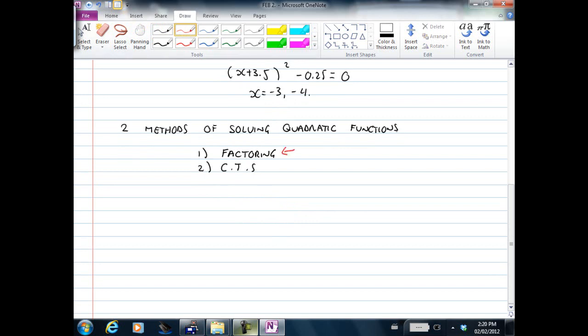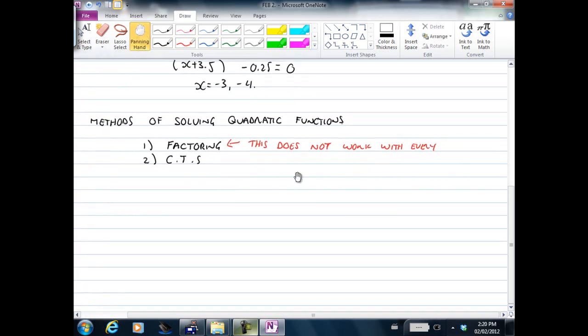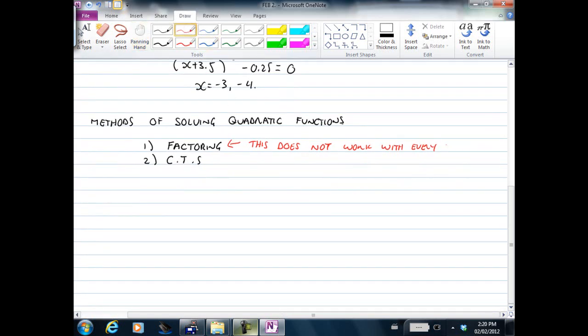Number 1, this does not work with every question. That's a flaw to factoring. Factoring only works with some questions, not every question. That's why we can't just factor. We've got to use CTS sometimes.